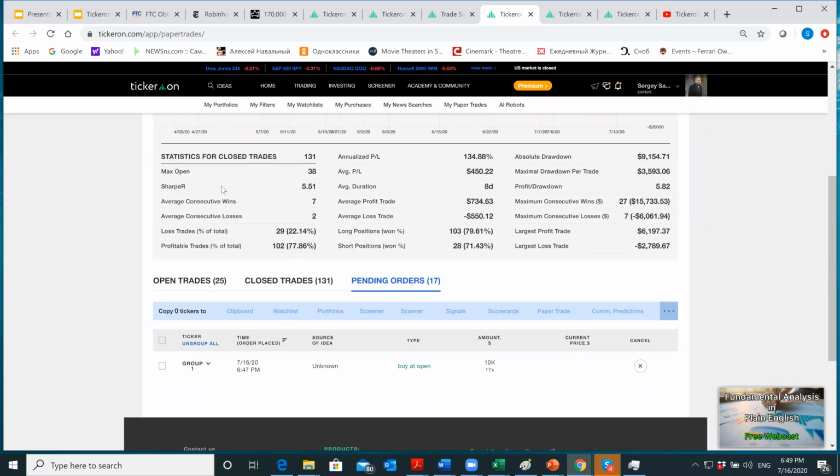Sharpe ratio, if you know what it is, it means the higher the better. 5, it's pretty good. 8 days is still average. Average profit trade for me is 734. Average loss is 550. And as you can see, my gain, just demonstrating these trades for you, is 79%, which is not bad on the long positions and 71% on the short positions. It's also pretty good, okay?